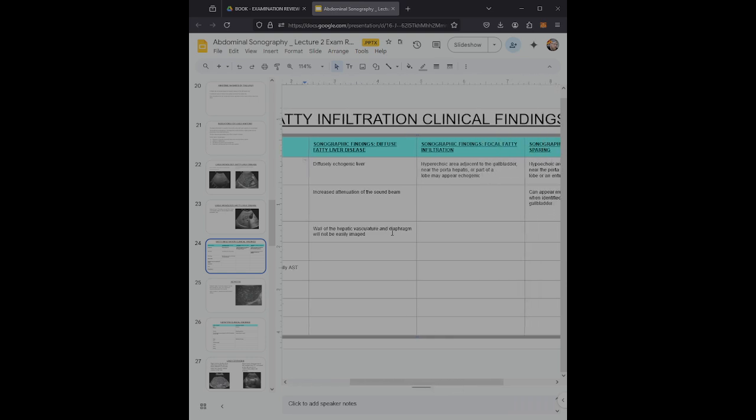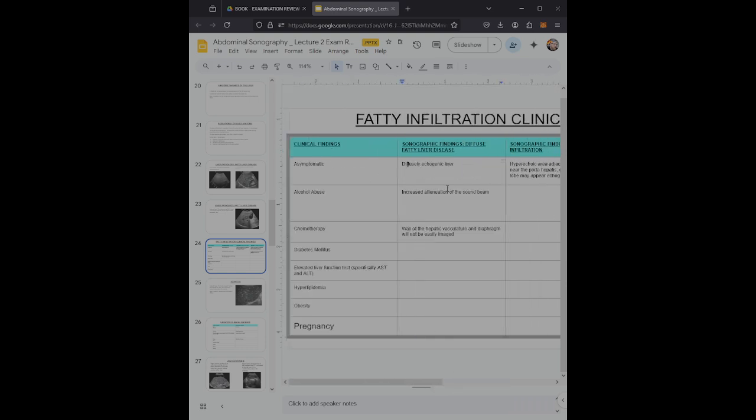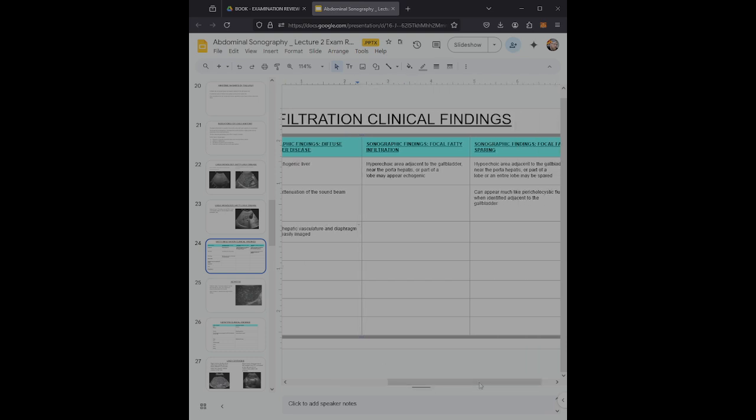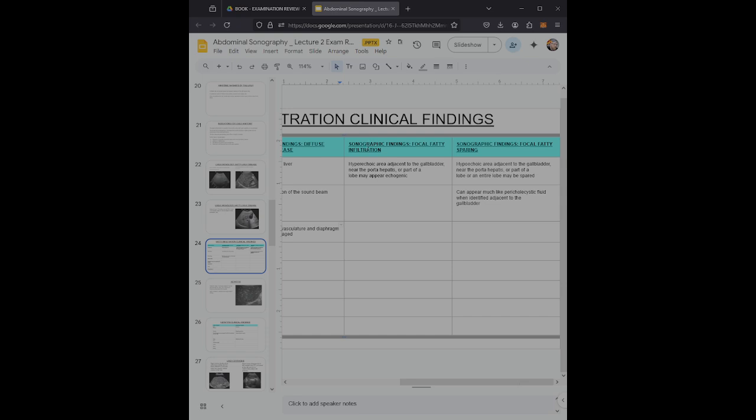And the sonographic findings would be a diffusely echogenic liver, with increased attenuation of the sound beam, and walls of hepatic vasculature and diaphragm will not be easily imaged. If there's focal fatty infiltration, there's a hypoechoic area adjacent to the gallbladder near the porta hepatis, or part of the lobe may appear echogenic. Focal fatty sparing, a hypoechoic area adjacent to the gallbladder near the porta hepatis, or part of the lobe or entire lobe may be spared.